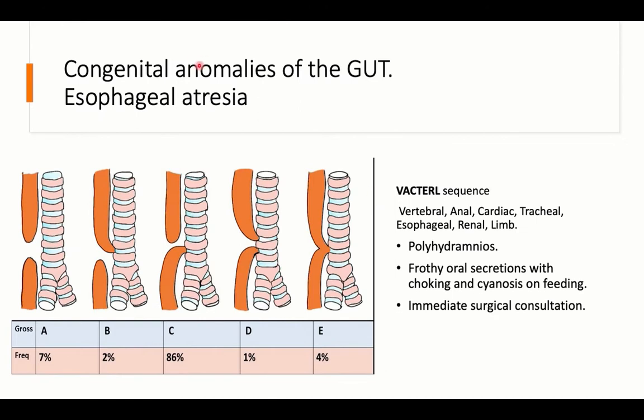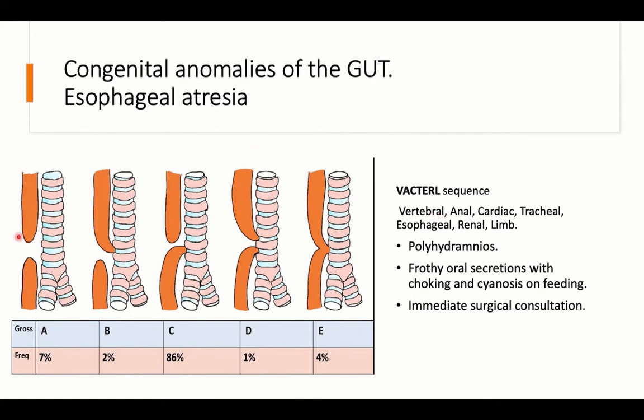Now about the congenital anomalies of the gut, starting with esophageal atresia. Esophageal atresia is a condition frequently seen in neonatal practice. Once you have a baby with esophageal atresia, please think of the VACTERL sequence, where we have a collection of congenital anomalies, including vertebral, anal, cardiac, tracheoesophageal, renal, and limb anomalies. Finding one anomaly urges you to search for the other anomalies.